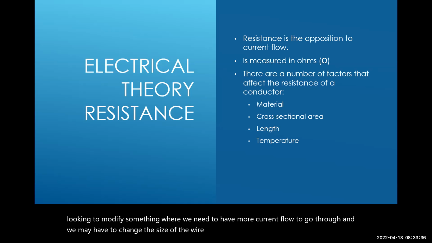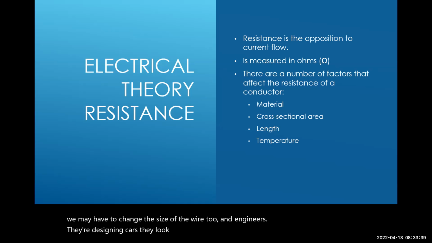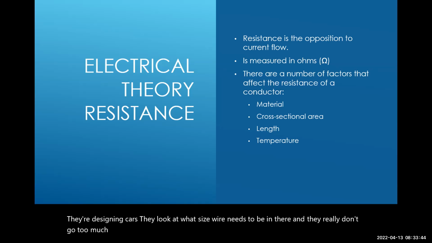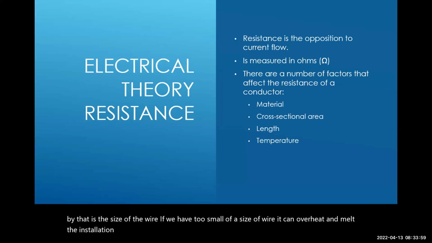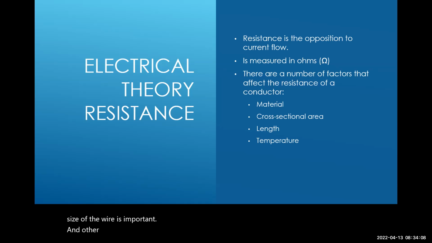Engineers, when they're designing cars, look at what size wire needs to be in there, and they really don't go too much above that. They're given a little bit of extra squeeze room. If we have too small a size of wire, it can actually overheat and melt the insulation, and we could possibly have a fire. So in resistance, we talked about the size of the wire being important, and other things happen too. Even that electric motor, that solenoid, that bulb, all has a certain amount of resistance to it.